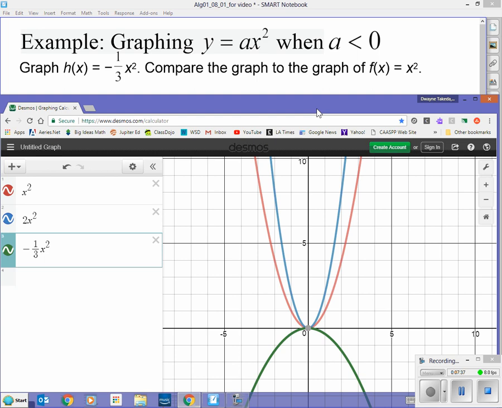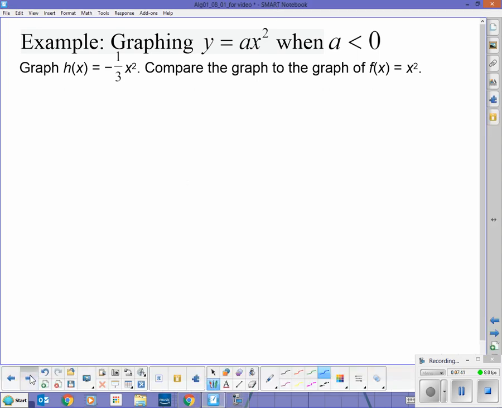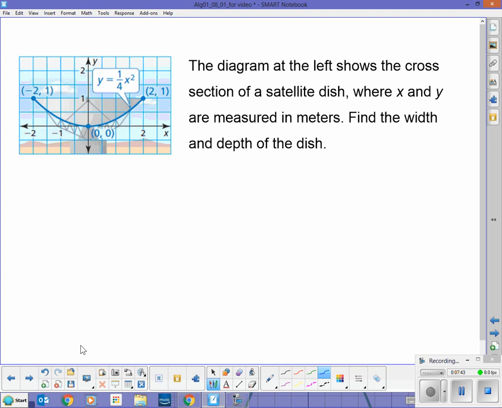Okay, so all of these transformations are real familiar to you, hopefully. Let's take a look at this last word problem here. The diagram at the left shows the cross-section of a satellite dish where x and y are measured in meters. Find the width and depth of the dish.